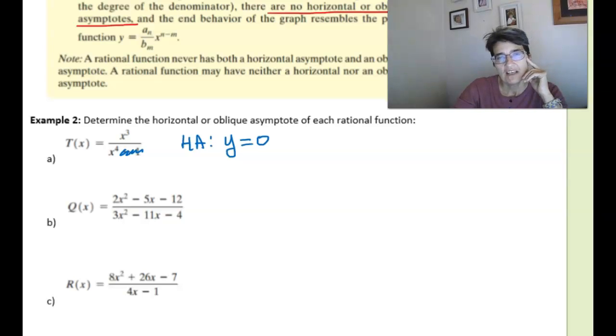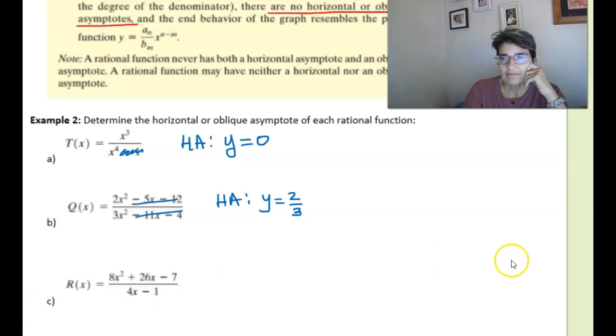Let's look at part B. We're comparing the leading terms, so kind of ignore these. The leading terms have equal degree, so the horizontal asymptote is going to be at the fraction of the coefficients. So y equals 2/3 is going to be the horizontal asymptote. All right, part C.